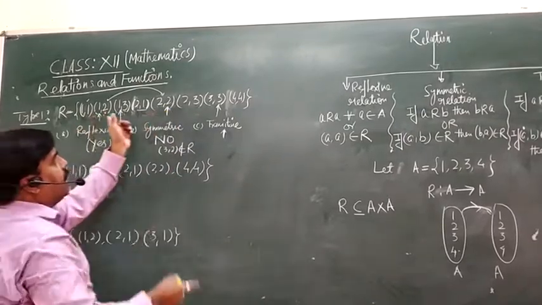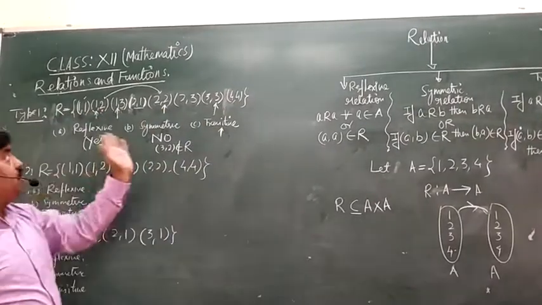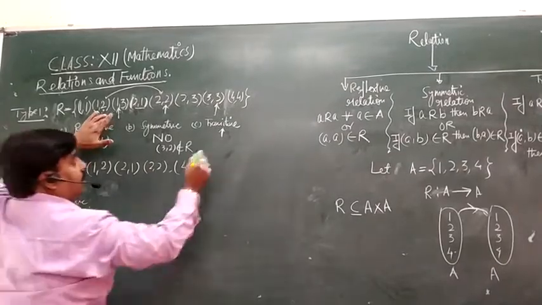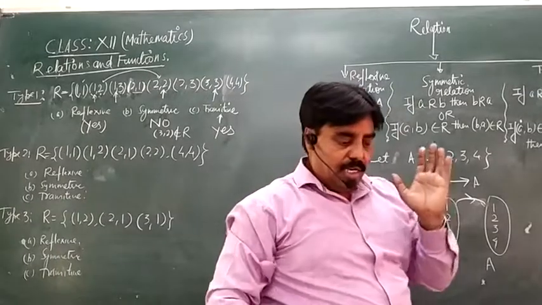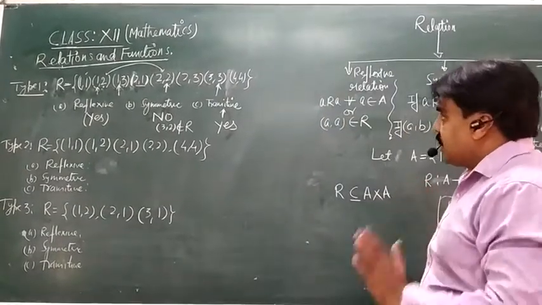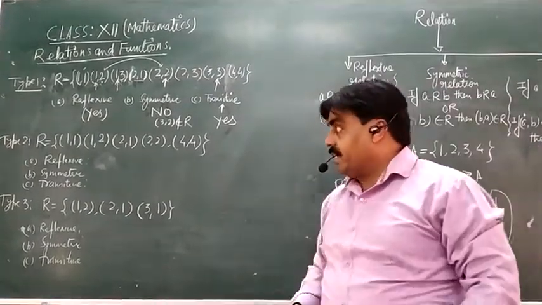So likewise, you are supposed to check for each and every ordered pair. Remember, then also you can say it is yes. So this is the relation which is reflexive, transitive but not symmetric.